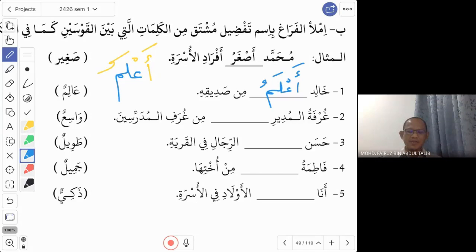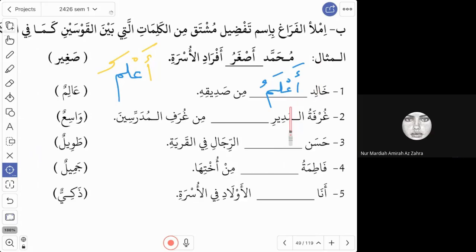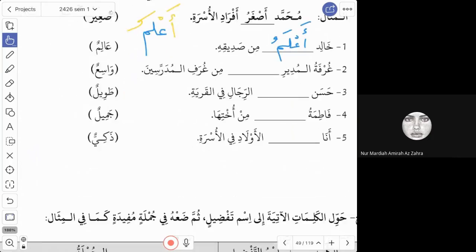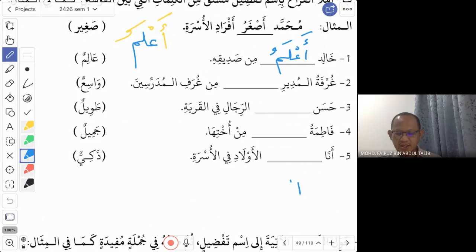Yes. Number 2, ghurfatul mudir, the ghurfa of the mudir, the room of the mudir. Who is this mudir? Who is a mudir? Anyone? The headmaster. The mudir is headmaster. Okay, let us look at this word. Al-mudir. The word mudir, yes, normally when you see the word mudir in the text, they say the meaning is the headmaster.